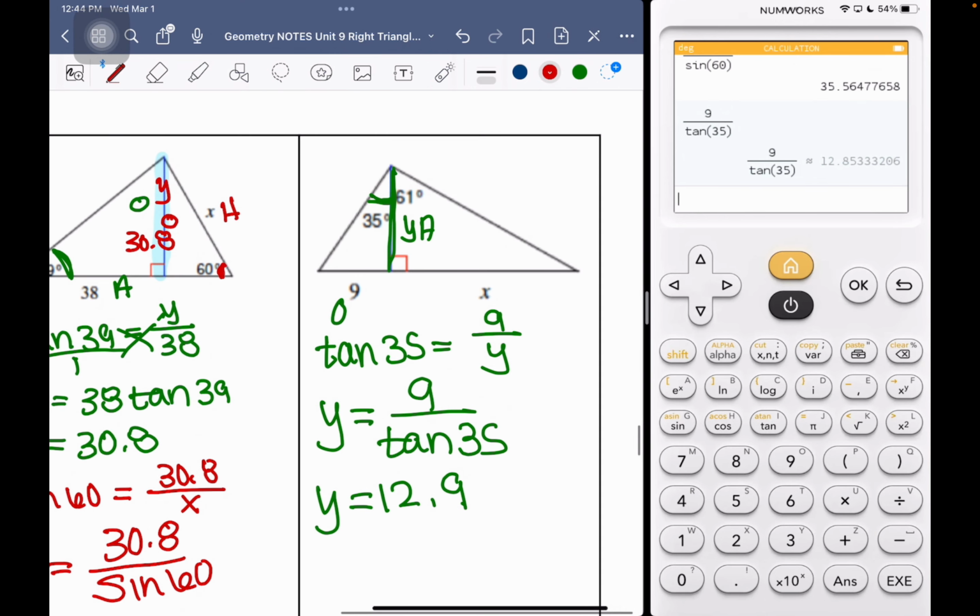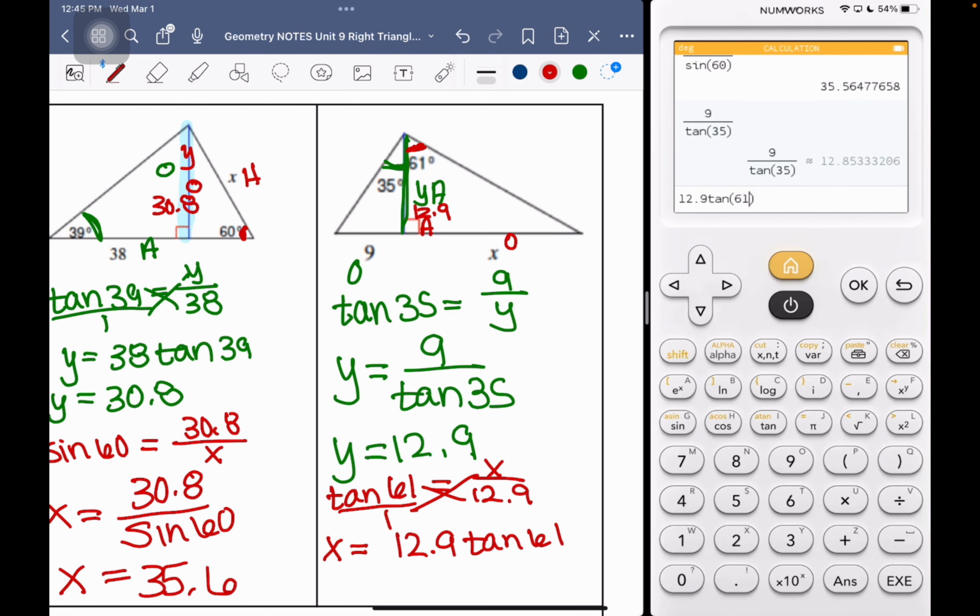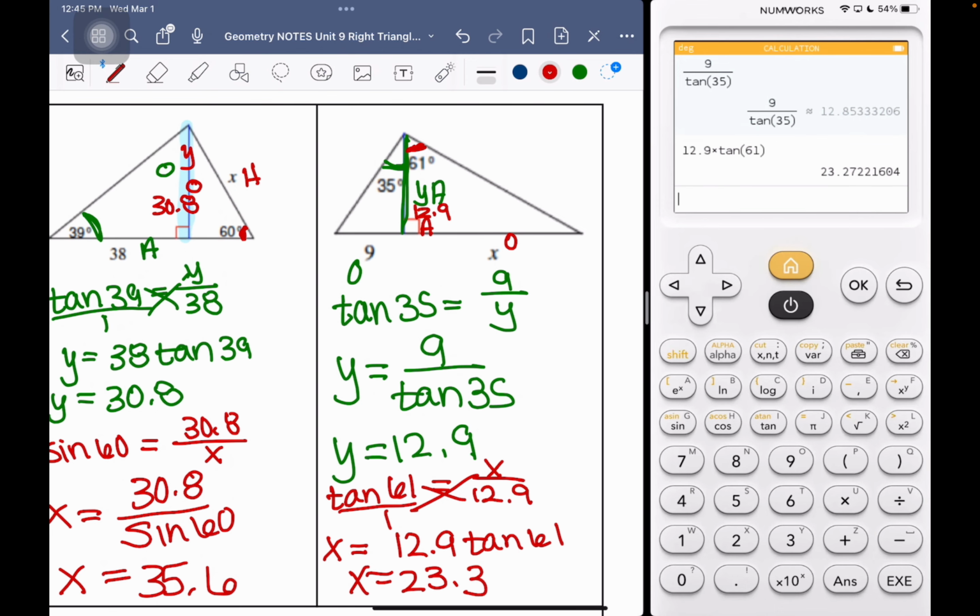So in this length, we have 12.9. Now in this new reference angle, x is our opposite, and 12.9, that's still our adjacent. So it's another tangent problem. So tangent of 61 is equal to x over 12.9. So we end up getting x equal to, okay, cross multiply, 12.9 tangent of 61. We get x equal to 23.3.